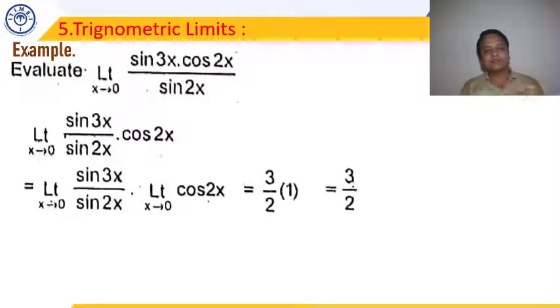Sin 3x upon sin 2x, we have just learned, sin ax upon sin bx when x tends to 0 is a by b. In this case sin 3x upon sin 2x when x tends to 0 is 3 by 2. And cos 2x when x tends to 0 is 1. So we multiply the value of these two limits. Now since two different functions are given as a product, we evaluate their limits separately and multiply. This is one of the basic simple algebraic rules which we learn in the initial slides. So we multiply 3 by 2 into 1, and we get our answer as 3 by 2.